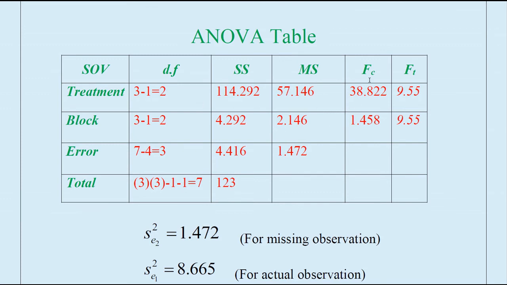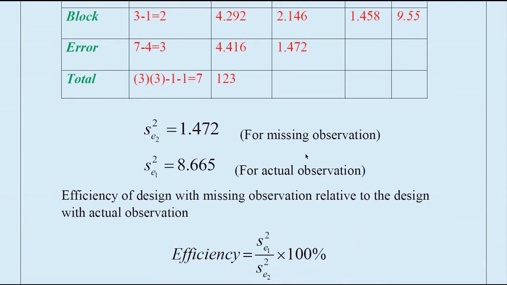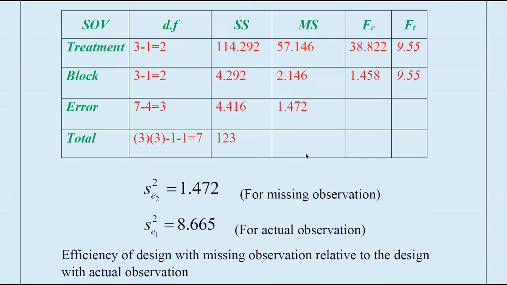And F computed value is obtained, mean square for treatment divided by the mean square for error. 57.14 divided by 1.472. Similarly for blocks, 2.146 divided by 1.47. Sum of square error 2 is 1.472 for missing observations. Sum of square error 1 is 8.66 for actual observations.